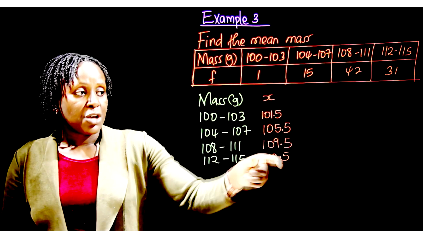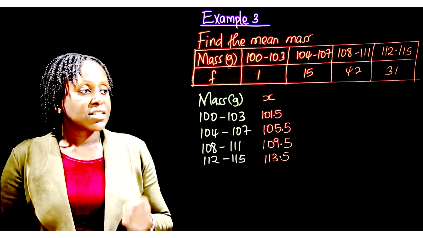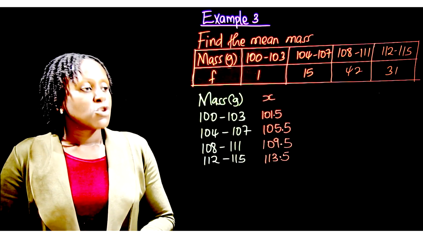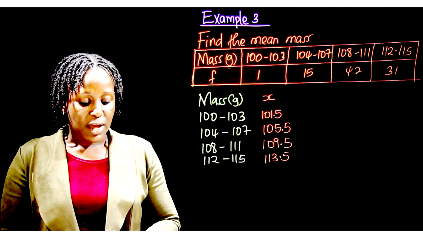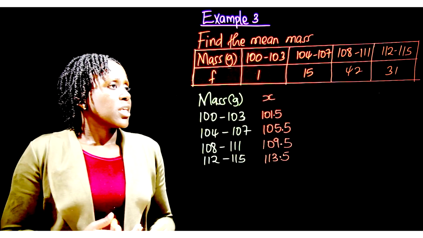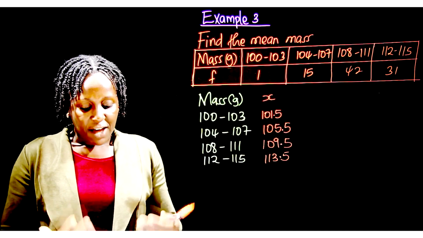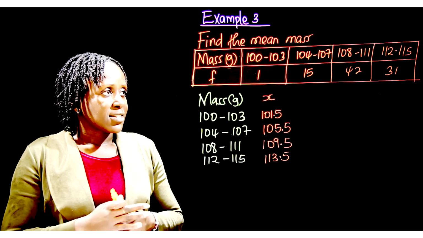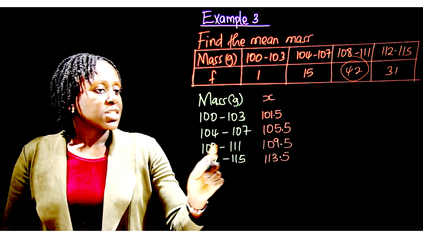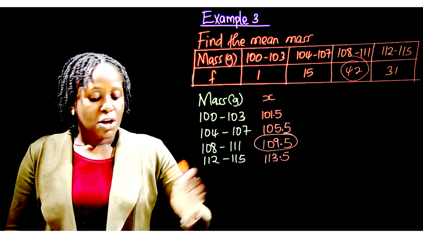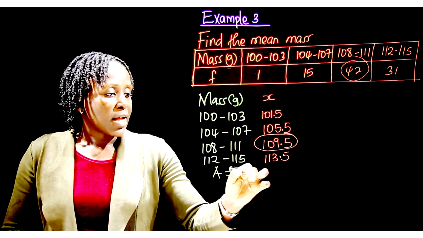Now, having obtained the value of x, we are going to get the assumed mean based on the nature of these numbers. You notice that they are all to one decimal place, and that decimal place is 5. So we will get an assumed mean that is in this nature, so that it is easy for us to calculate. In this case, I'm going to choose the class with the biggest frequency, which is 42, and the value of x for this class is 109.5. So the assumed mean will be 109.5.